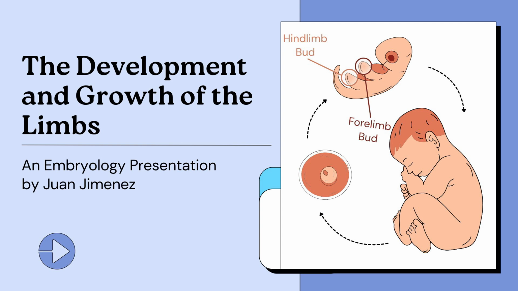This video will explore the key stages of limb development from initial specification to the formation of bones, muscles, blood vessels, and nerves. It will also examine developmental abnormalities and their clinical significance. Join me as I unravel the fascinating journey of limb formation and its implications for science and medicine.